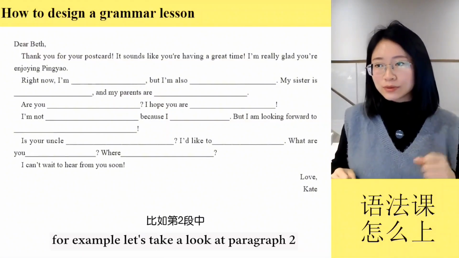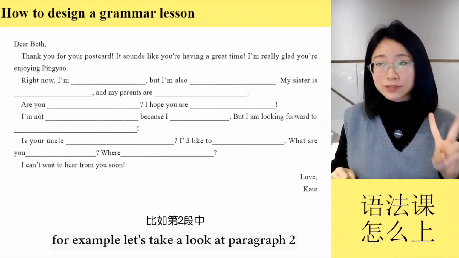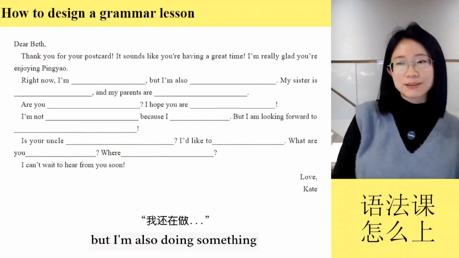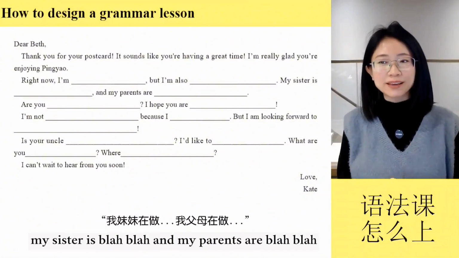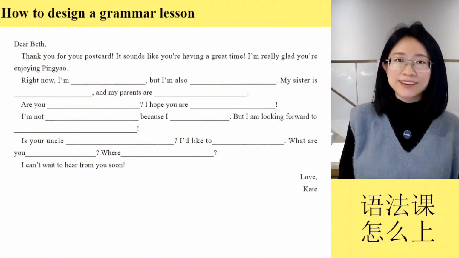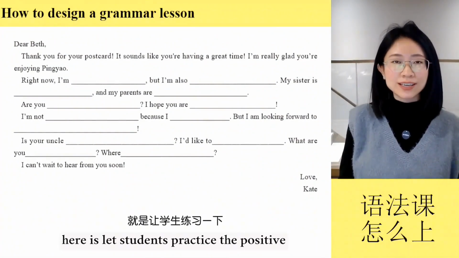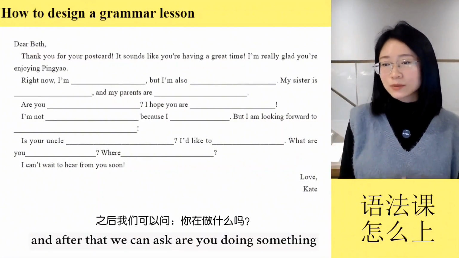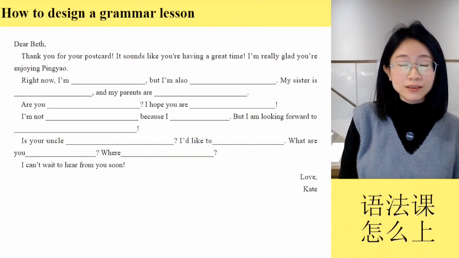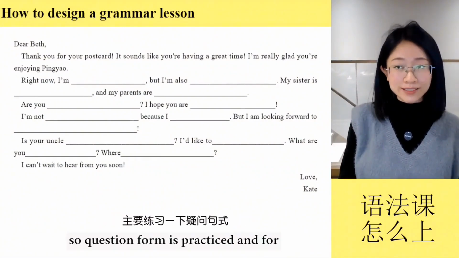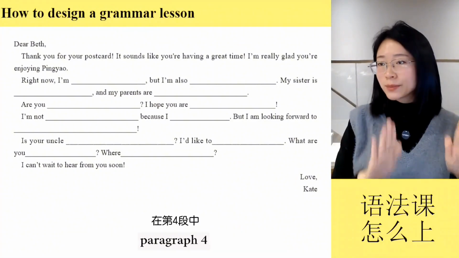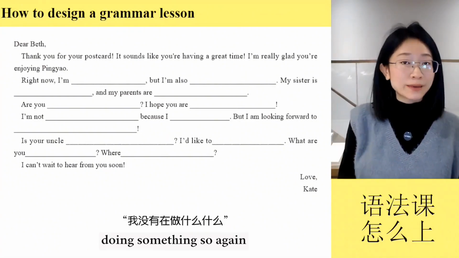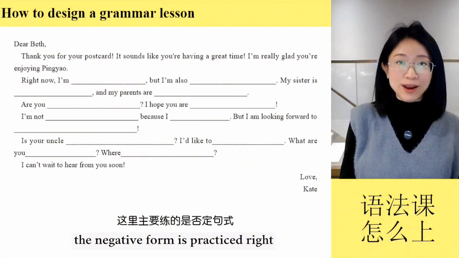For example, let's take a look at paragraph 2. Right now, I'm doing something, but I'm also doing something. My sister is blah blah and my parents are blah blah. So what I'm trying to do here is that students practice the positive sentence structure. And after that, we can ask, are you doing something? So question form is practiced. And for paragraph 4, we can see I'm not doing something. So again, the negative form is practiced, right?